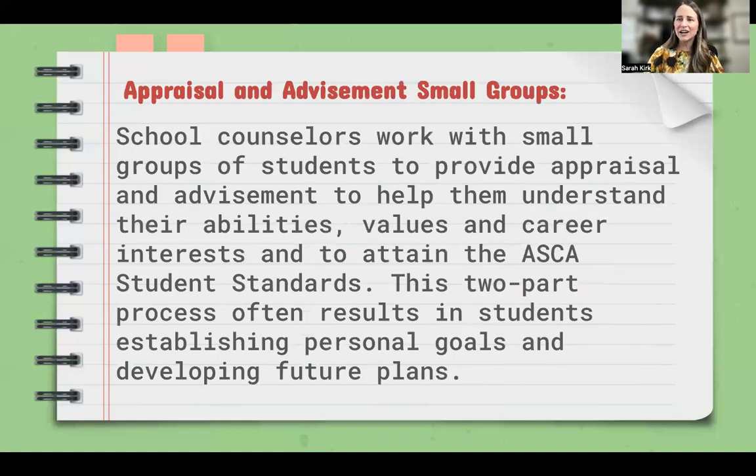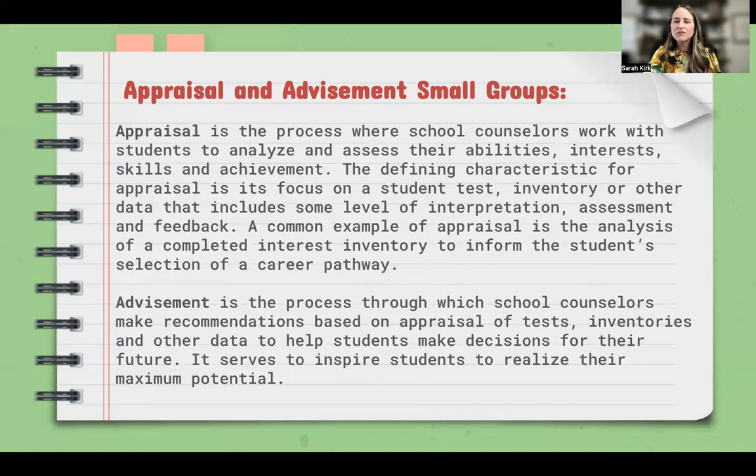Now, that second area of small groups is appraisal and advisement. Again, this is a little less relevant for my elementary school counselors that are joining us today because appraisal and advisement is really that two-part process where we first appraise and where we're working with students to analyze and assess their abilities, interests, skills, and achievement. And then we're helping with that advisement piece, which is making recommendations based on the appraisal piece. So I know if you're a secondary school counselor, this is very familiar. So I want to mention it because sometimes we forget we can do this appraisal and advisement in small groups. We don't have to do it all one-on-one, right?